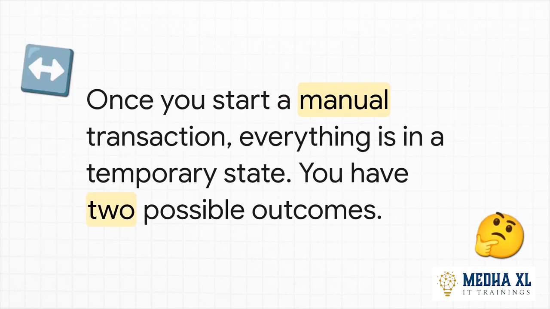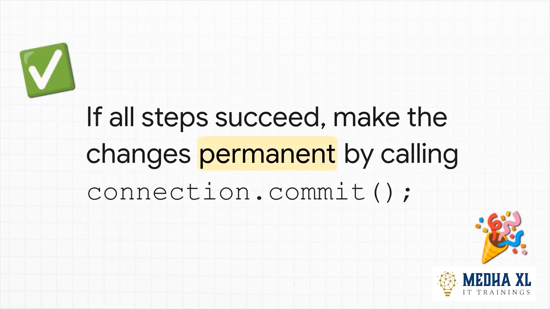All right, so once you flip that switch to manual mode, every query you run is now in a sort of temporary state. It's in limbo. Nothing is final until you give the final word. And from this point, there are really only two ways this can end. The happy path. The debit from account A works, the credit to account B works, everything is perfect. To seal the deal, you make a call to connection.commit. This is you telling the database, okay, we're golden, lock it all in, make all those temporary changes permanent. And just like that, the transaction is successfully completed.